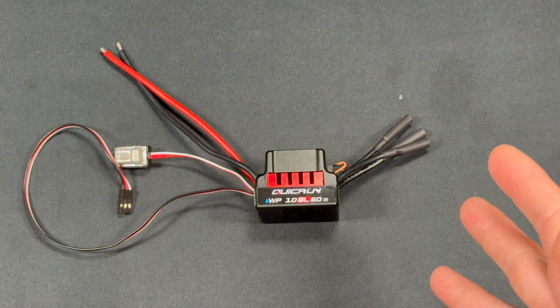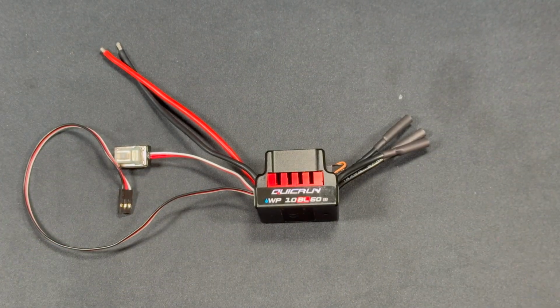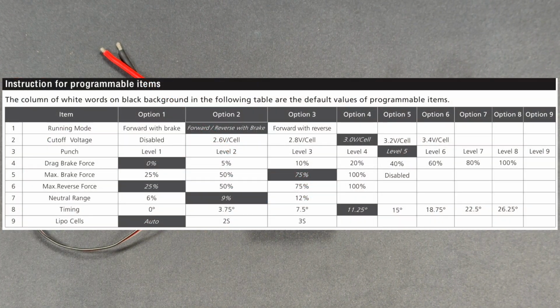So now that we know how to program it, let's take a look at the instruction manual and talk about what all these different settings do. Up first, you have your running mode. You have 4 options there.